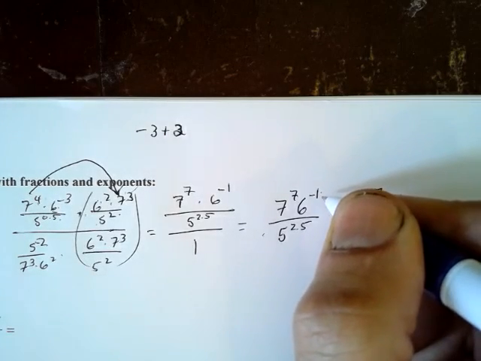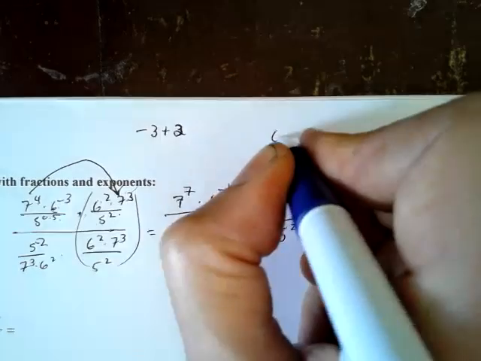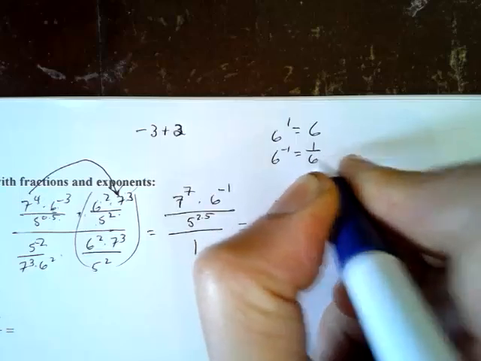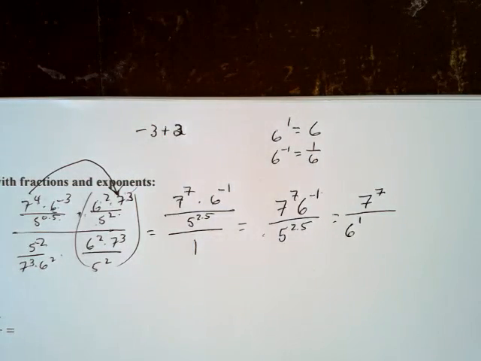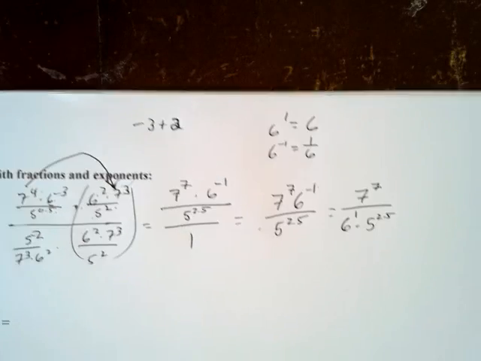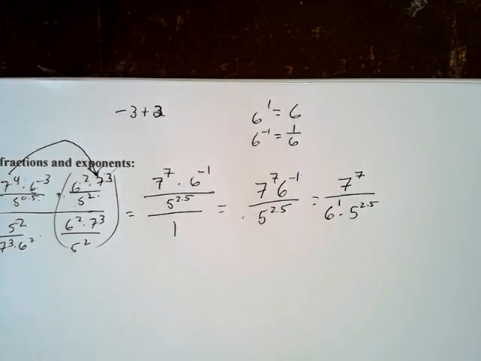We do need to write 6 to the negative 1st, because while 6 to the 1st is equal to 6, 6 to the negative 1st is 1 over 6 to the 1st. So different story when we have negative 1 as an exponent. And that would be times 5 raised to the positive 2.5 in the denominator.